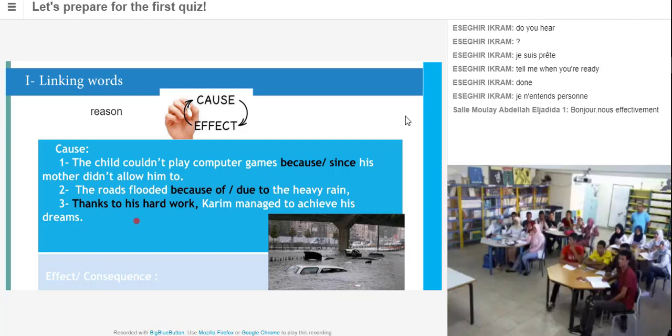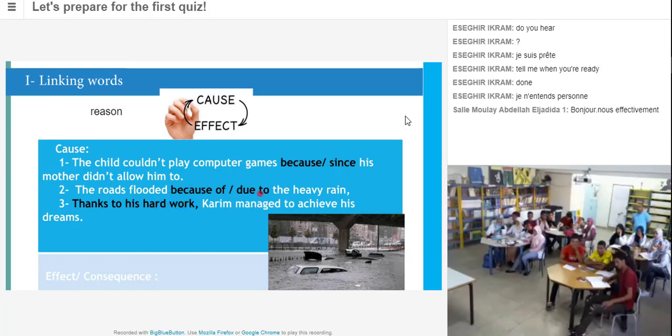Now the third item is thanks to. Thanks to is expressing the same thing. It means we are dealing with cause. We are explaining the cause, the reason. But then when you use thanks to, the meaning should be positive. Example, here, thanks to his hard work, Karim managed to achieve his dreams. Managed to, it means was able to. So if you say here, thanks to his hard work, Karim managed to achieve his dreams, we understand that what's going to come after thanks to is something positive, and which is the hard work.